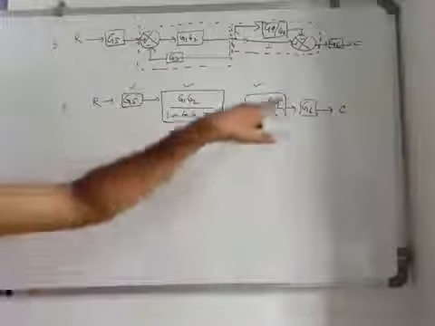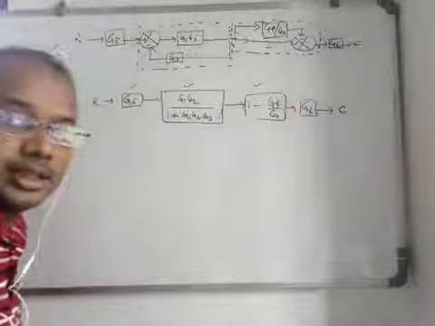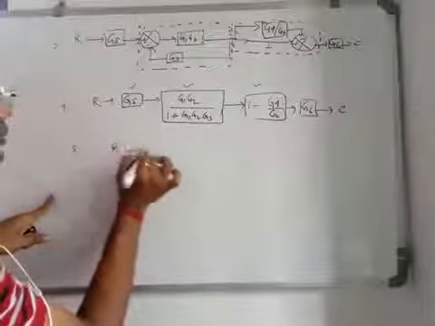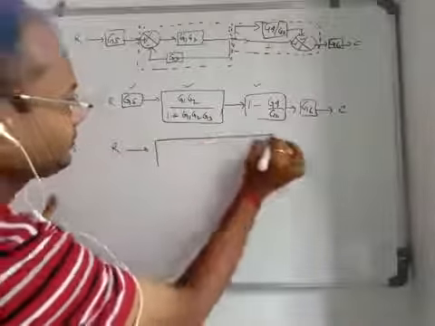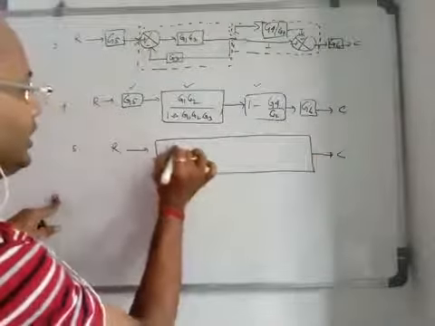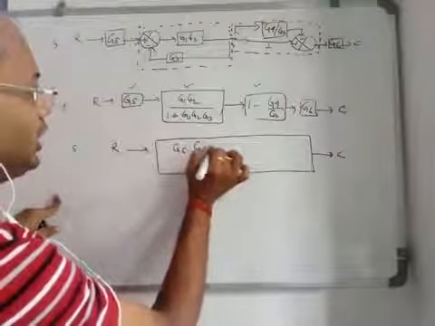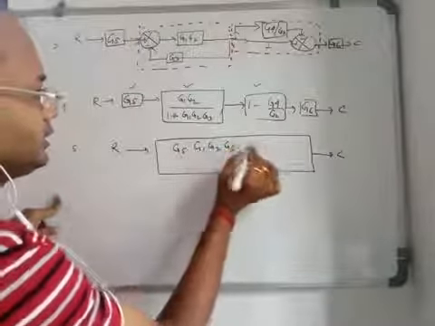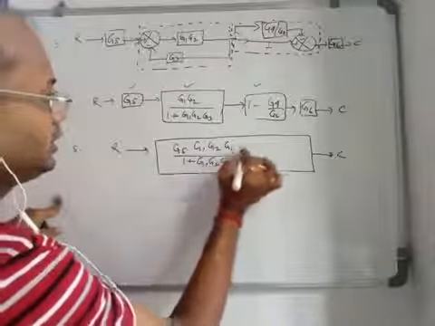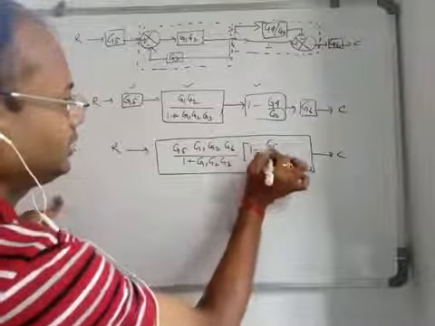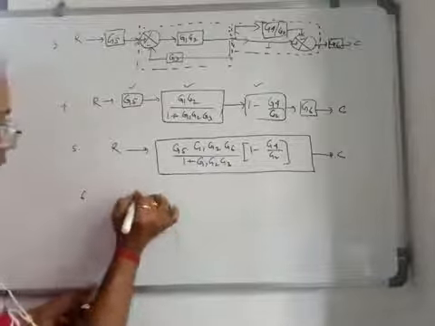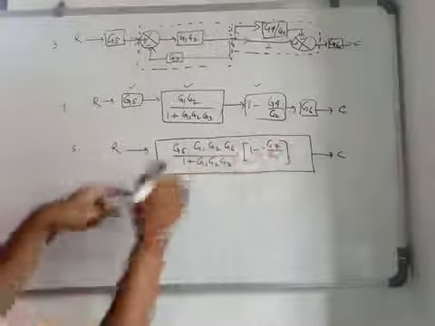So all these 4 blocks are again cascadely connected, so they are series connected. So last step, you see this is R, just multiply this term, right? So G5 into G1, G2, G6 by 1 plus G1, G2, G3 multiplied by 1 minus G4 by G2, right? So last step, C by R, that means the output by input, is this.